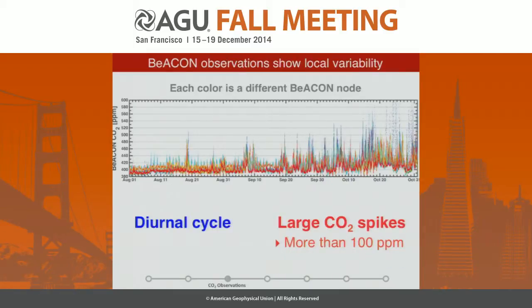Great, so now going back to the observations. What I'm showing here is 3 months of Beacon observations, and each color is a different Beacon node. There are a couple of things you can notice. First, you can notice a prominent diurnal cycle at all the sites. You also notice very large CO2 spikes of more than 100 ppm at multiple sites, for example, right here and later on in October.